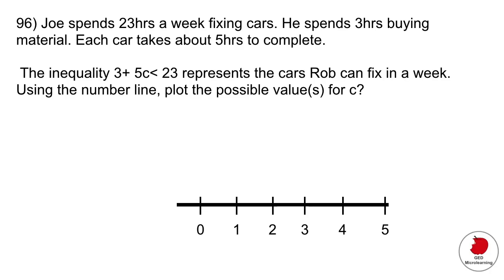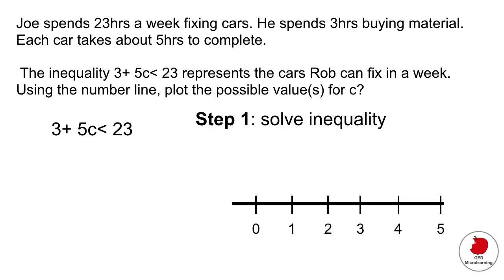Okay, question 96. Joe spends 23 hours a week fixing cars. He spends 3 hours buying material. Each car takes about 5 hours to complete. The inequality 3 plus 5c less than 23 represents the cars Rob can fix in a week. Using the number line, plot the possible values for c. Okay, so this again is one of those questions where you actually have to interact with an image.